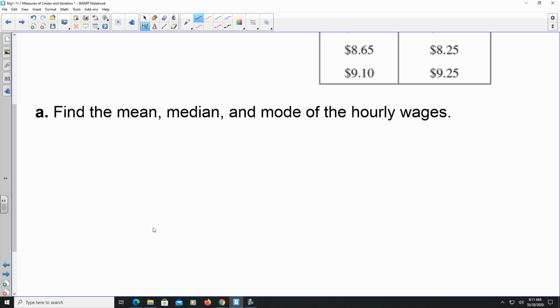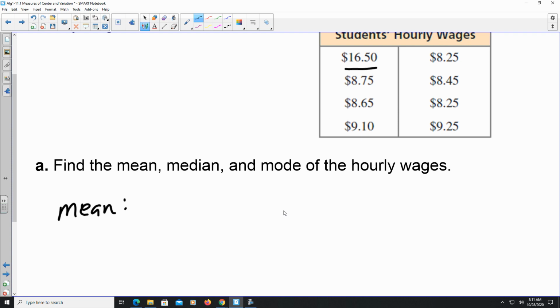So let's look at the mean first. What you're going to do is add up all 8 pieces of data. So when you add them up, 1650 plus 875, so on and so forth, all the way down to $9.25. I encourage you guys to do this, add them all up, and you should get a value of 7720. Okay, so it should all add up to 77.20. From here, you're going to divide it by the number of pieces of data there is. So 1, 2, 3, 4, 5, 6, 7, 8. So there's 8.